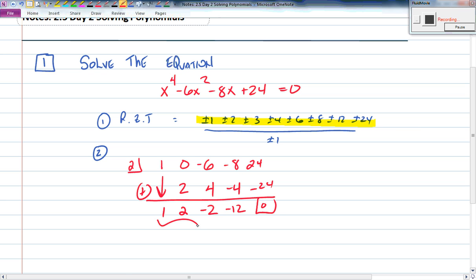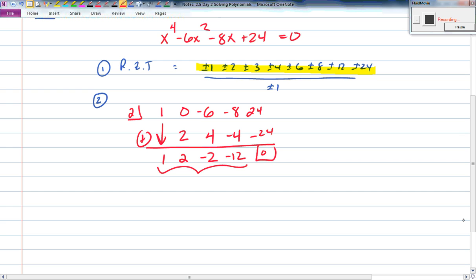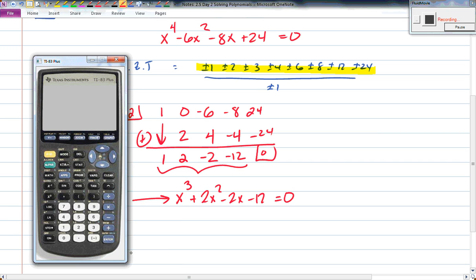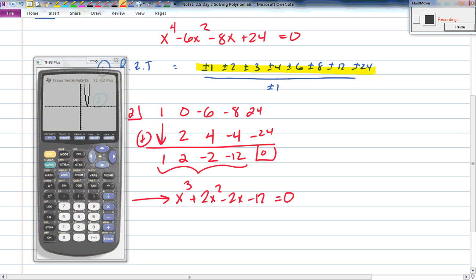But what does this represent? My new polynomial, which is x to the 3rd plus 2x squared minus 2x minus 12, and it's still all equal to 0. Well, that's not a quadratic, is it? Because it's a 3rd degree polynomial, so I have to do this process again with this polynomial now, because I've already factored out an x minus 2 from my original polynomial. If we go back to the graph, we can see that this is where 2, being a double root, comes into play.